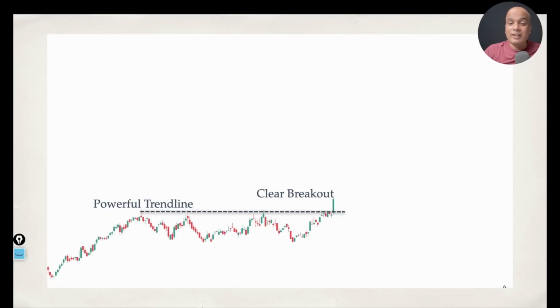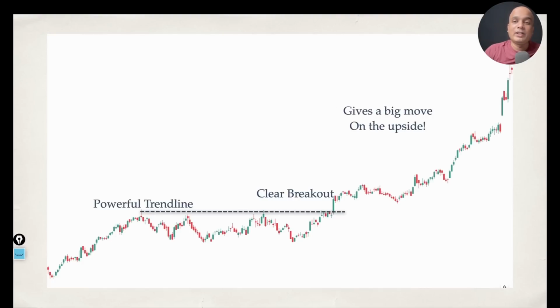So this is a powerful trend line. See, now this is a very clear breakout, right? And hence price gave a very big move on the upside. So this is very important. We should have a powerful trend line. Price should break the trend line very clearly with a powerful move. Then there is a high possibility of getting a big move on the upside.